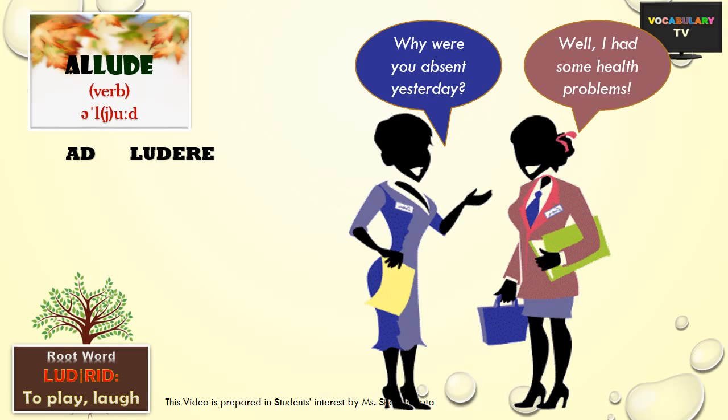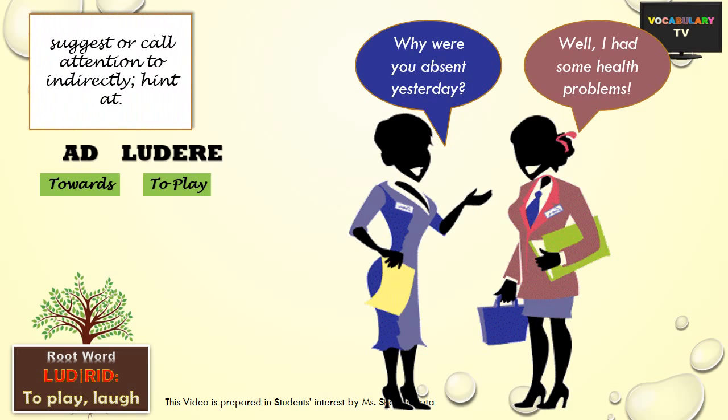Hailing from this playful root is our first word, allude. The word can be broken down into the root lud, meaning play, and ad, meaning towards. So literally, it means to play towards. And in fact, one of the former meanings of allude was to engage in word play, though this sense is now long obsolete. In today's English, allude means to indirectly suggest or call attention to something or drop a hint at something.